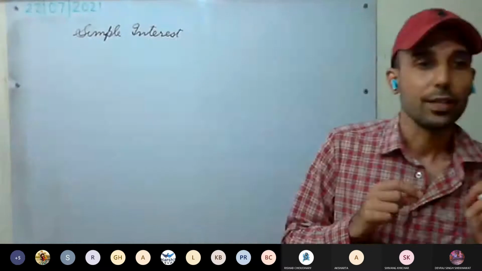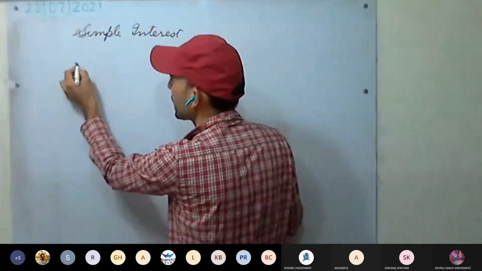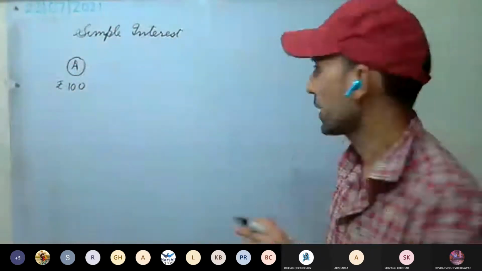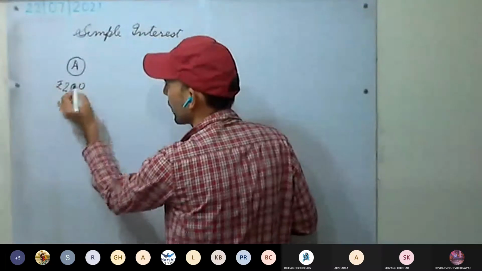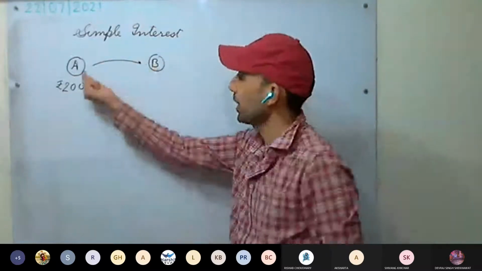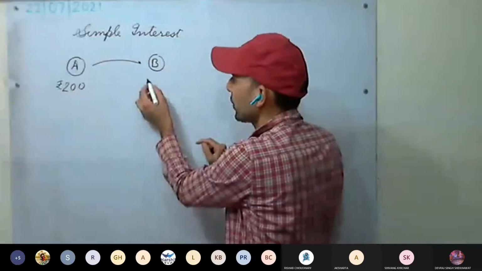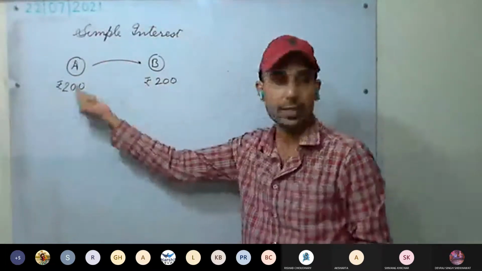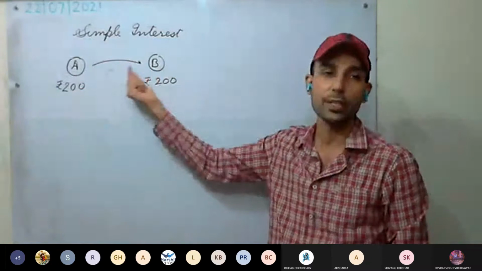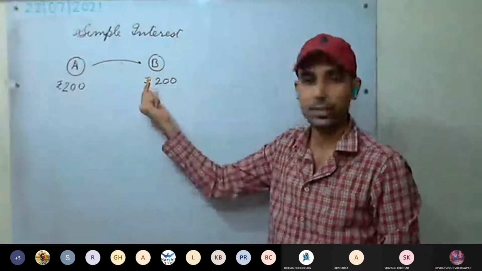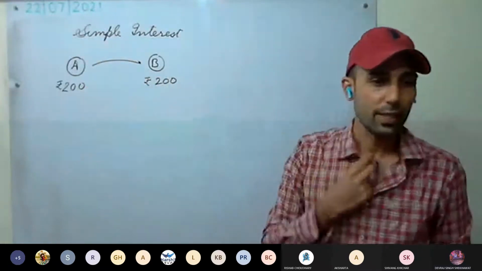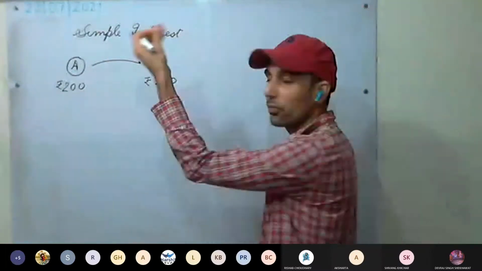For example, a person A has 200 rupees, and this money is being given to B. So A has lent 200 rupees to B, or we can say B has borrowed 200 rupees from A. This is the amount of money given, or we can invest somewhere and get the interest.